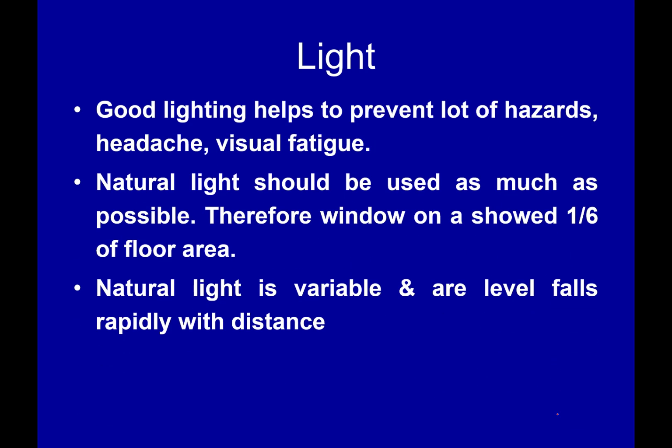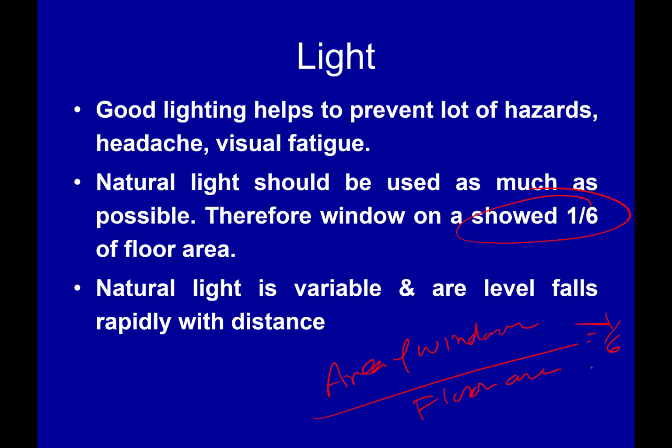This is an important thing about the natural lighting. A good lighting helps to prevent so many things. So natural light should be used as much as possible, and therefore windows should be there. The ratio of the area of windows and that of the floor area should be 1/6, so as to facilitate the natural lighting.